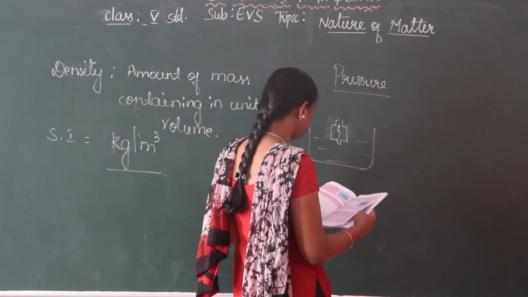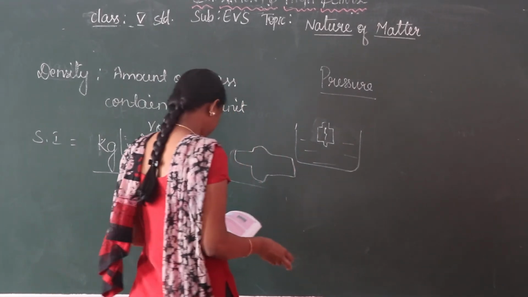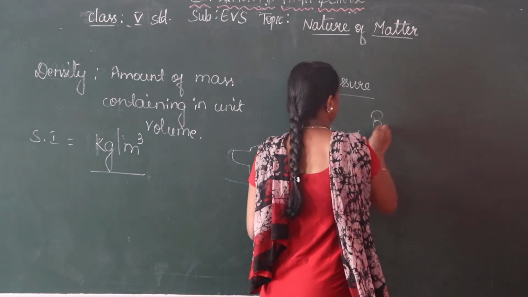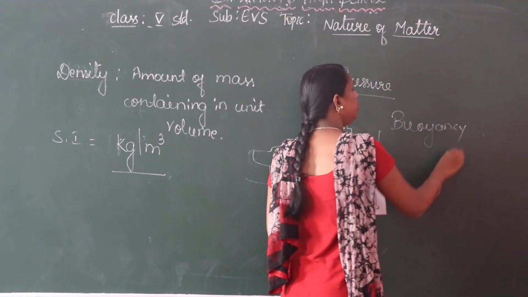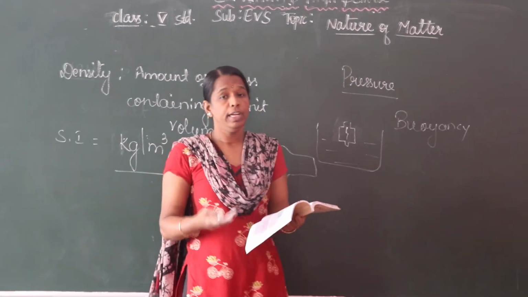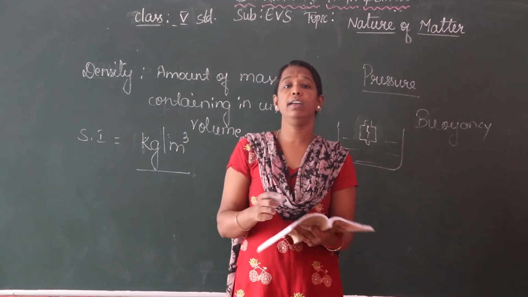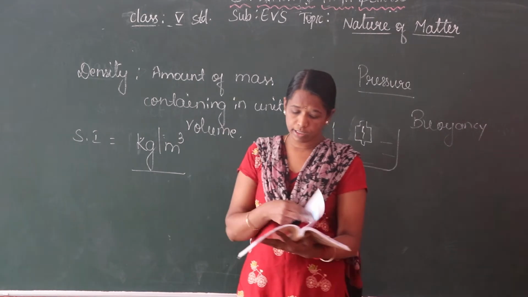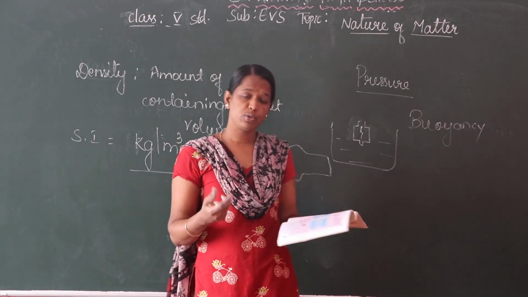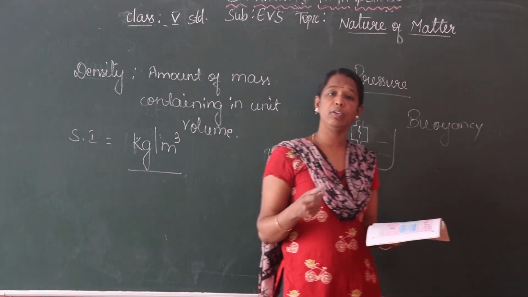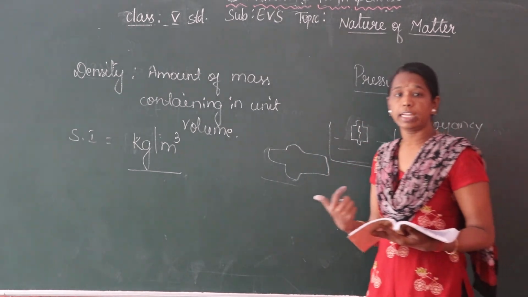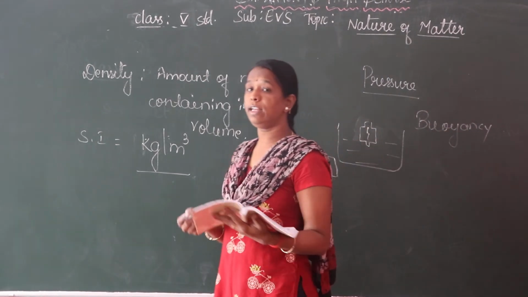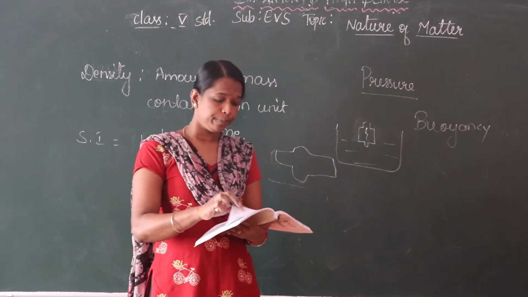So buoyancy means the upward force exerted. That's why the wood floats on the water. It is distributed in a wider area. Okay children? Whereas stone and iron sink in the water. Here the mass is distributed in a smaller area.